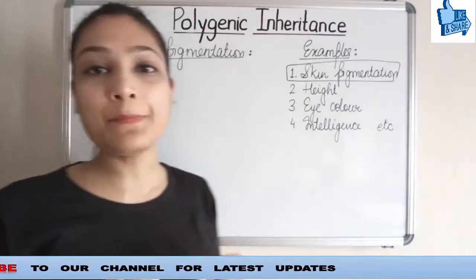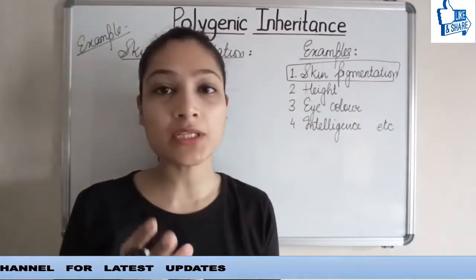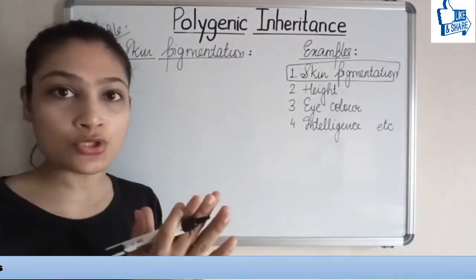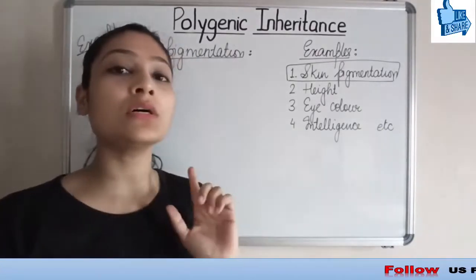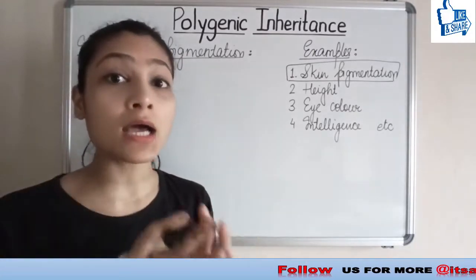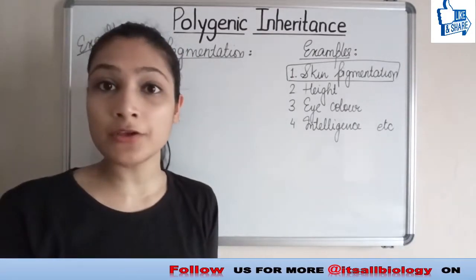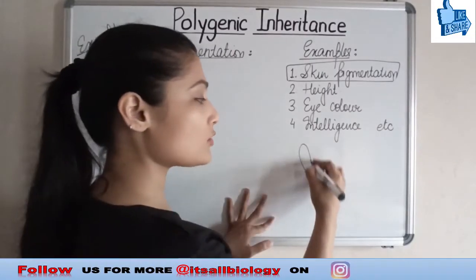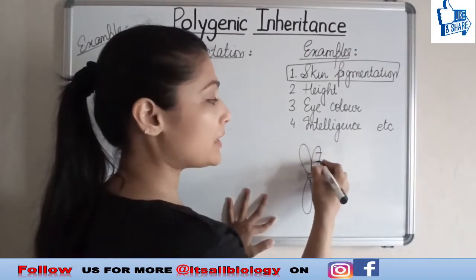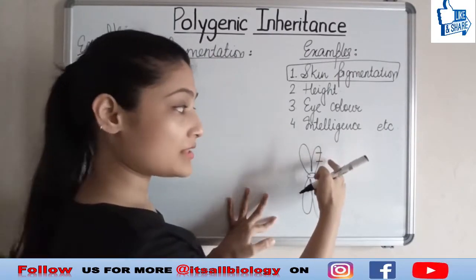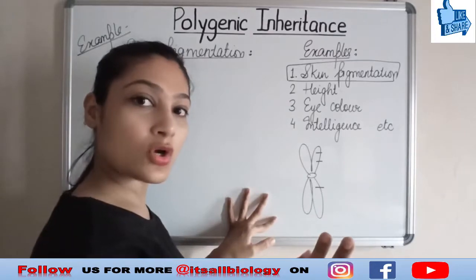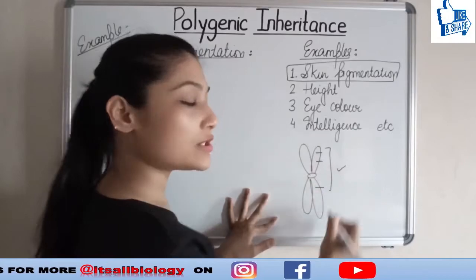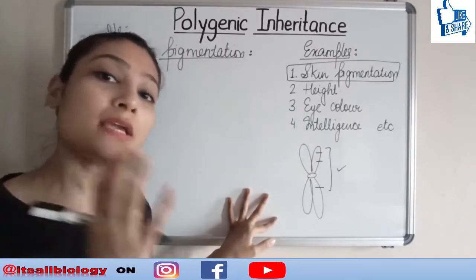Before starting skin pigmentation, there are 2-3 things that I want you to understand. Just now I told you that polygenes, or the multiple genes, are going to show their effect when they are present together. Suppose on this chromosome there are multiple genes present. When they are present individually, the effect is not going to be there, but when they are present together, we are going to see a phenotypic effect.